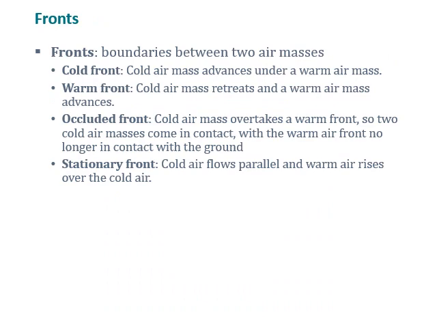Fronts are boundaries between two air masses, and there are several types defined below. A cold front is when a cold air mass advances under a warm air mass. A warm front is when a cold air mass retreats and a warm air mass advances. An occluded front is where a cold air mass overtakes a warm front so that two cold air masses come into contact with one another. And the warm air front is no longer in contact with the ground. It has been pushed up.